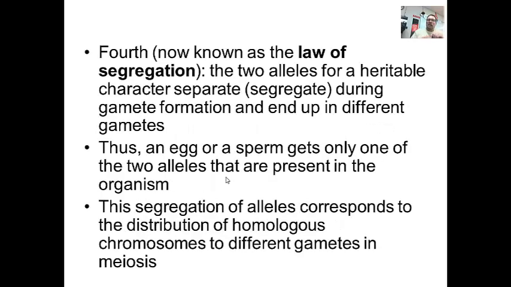Okay? And fourth, now known as the law of segregation and meiosis, which connects Mendel and his theories to the inheritance of chromosomes, which we'll talk about at a later date. In the law of segregation, the two alleles separate during gamete formation and end up in different gametes. Therefore, your egg or your sperm gets only one copy of the two alleles. And this allows for variation in distribution of the chromosomes to different gametes during meiosis.